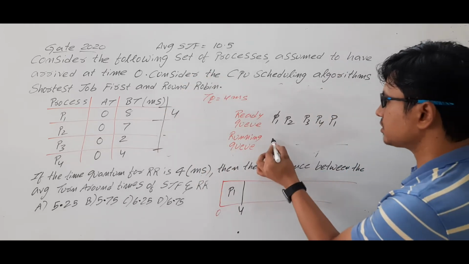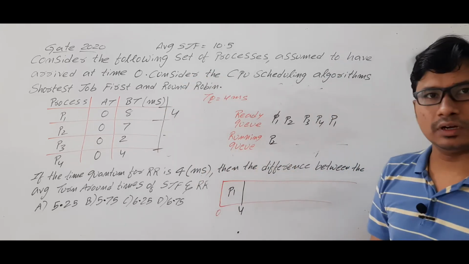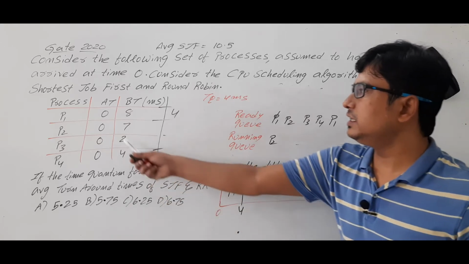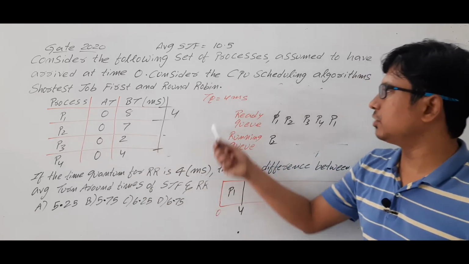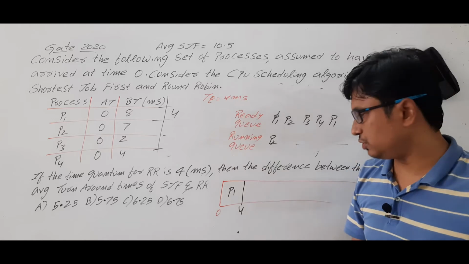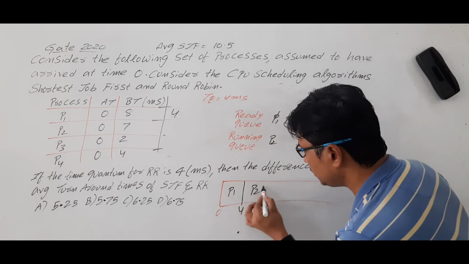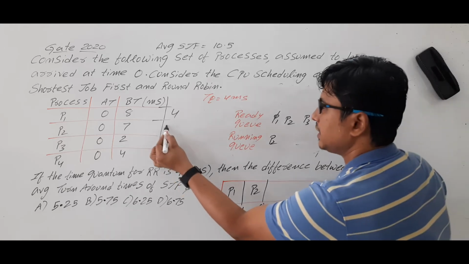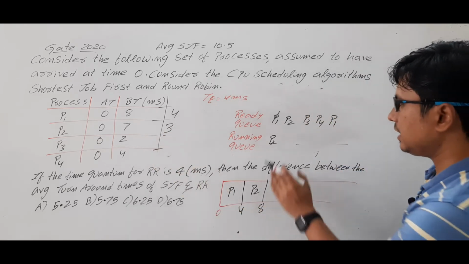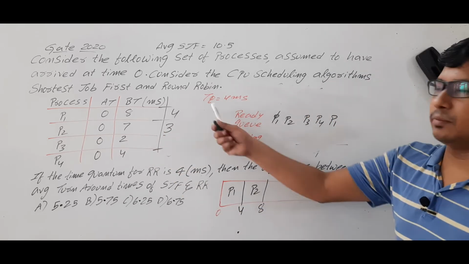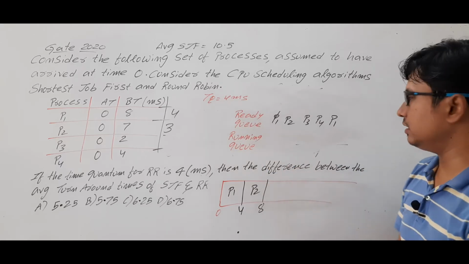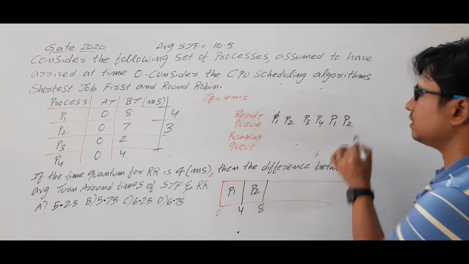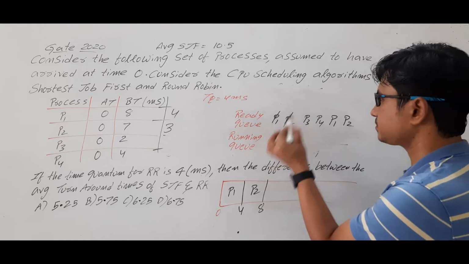Okay. Then process P2 will be dispatched to the running queue. It needs 7 units of time in total. However, the time quantum is 4 units of time. P2 will run for 4 units of time. So its remaining time is 3 units, and since its time quantum is completed, it will be scheduled in the ready queue. Is it clear?